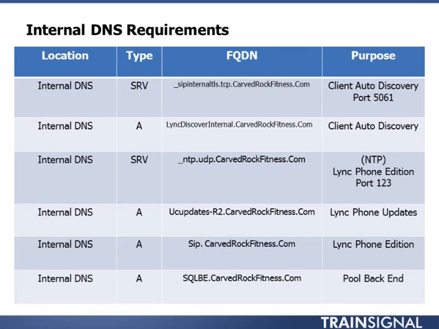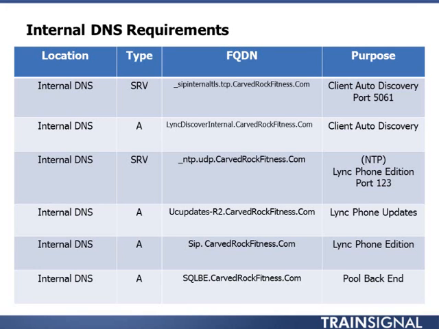Now, your new Lync 2013 client likes to use a Lync Discover internal host record. Well, it's actually an alias record that would map over to your pool. So, whereas Lync Server 2010 would use the first entry, the SRV record, your Lync Server 2013 client would actually prefer to use that Lync Discover internal record. Keep in mind that your clients are not limited to one entry. For example, the new Lync Server 2013 client would prefer to use lyncdiscoverinternal.carveroutfitness.com, but if I don't have that record inside of DNS, it could use the legacy SRV auto discovery record.